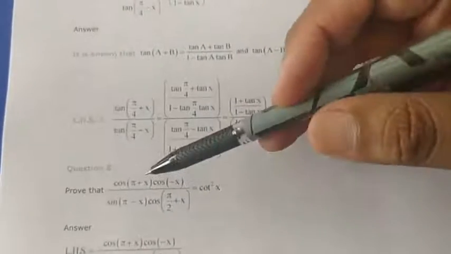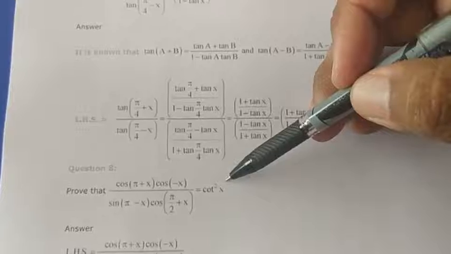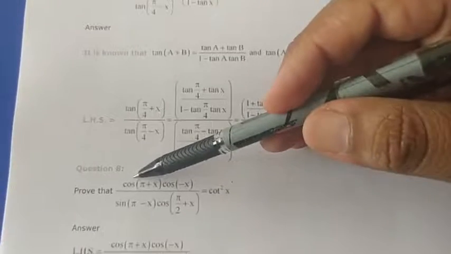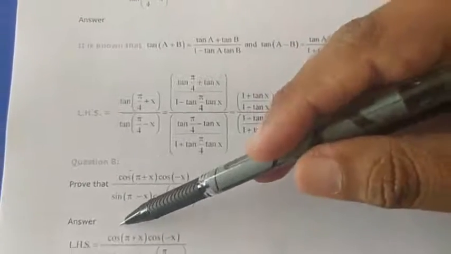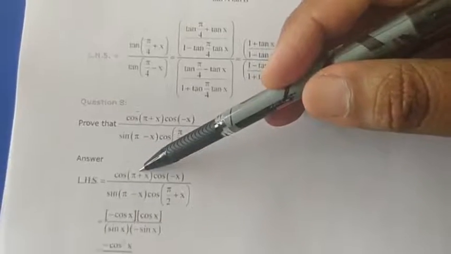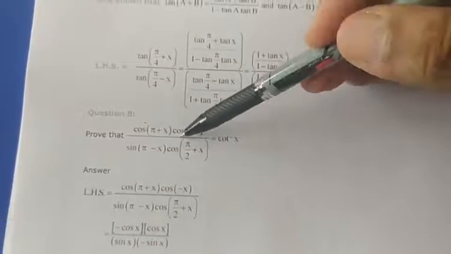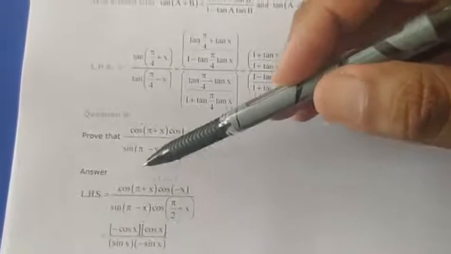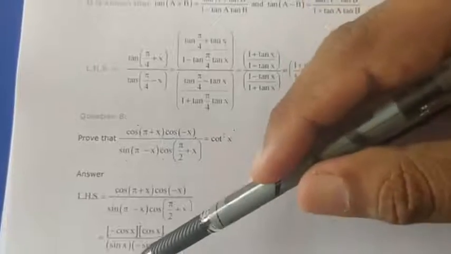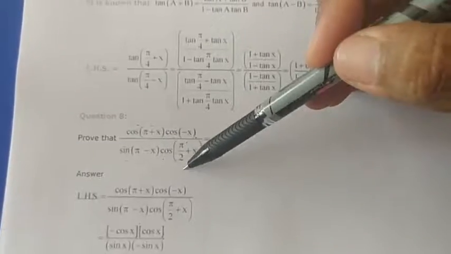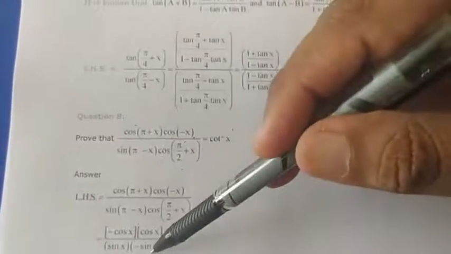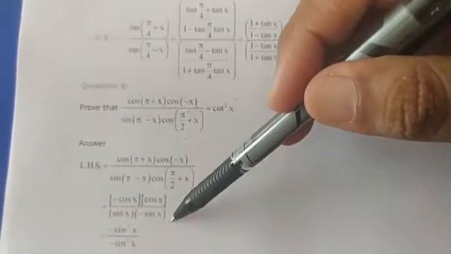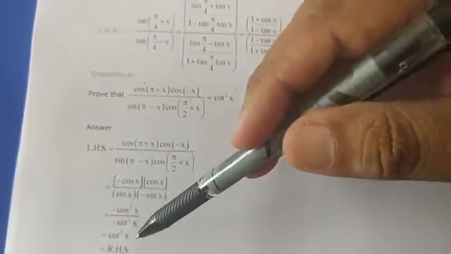Prove that this value is equal to cot² x. Just put the value of cos(π + x), that will be cos(180 + θ), that will be minus cos θ. And cos(−x), cos absorbs the minus, that will be directly cos x. Sin(180 − θ) will be sin θ. And cos(90 + θ) comes into the second quadrant, that will be minus sin x. So solve this value, you will get cot² x. Like that you have to solve these questions of this exercise.